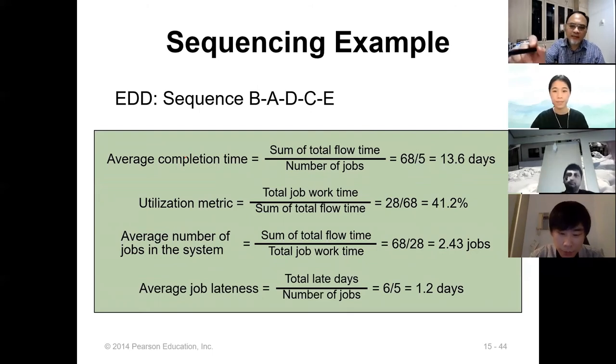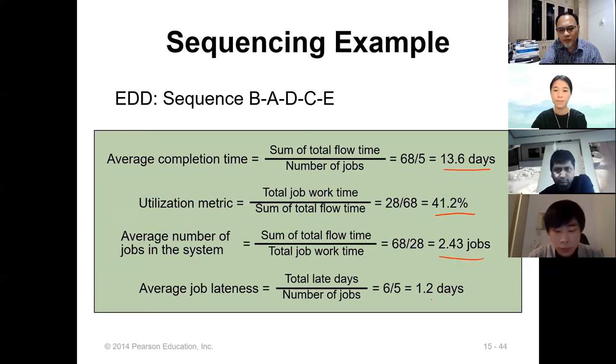So from that, if you calculate the performance measures: 13.6 days, utilization of 41.2%, average number of jobs 2.43, higher now, you can see. The average job lateness is already lower now, 1.2 days with earliest due date, okay?